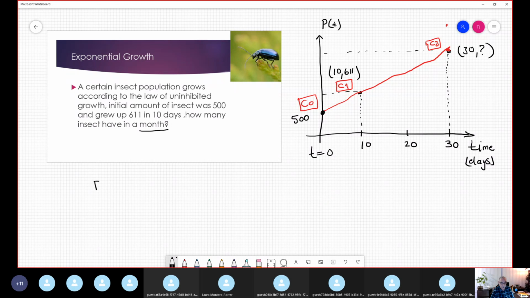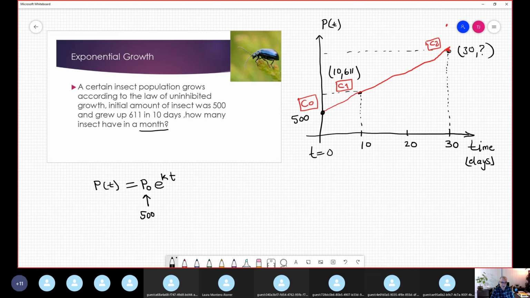The exponential growth formula is: population at any time is equal to P null, exponential e to the kt. Interpretation of P null: what is P null? P null is the initial population. In our specific example, 500.